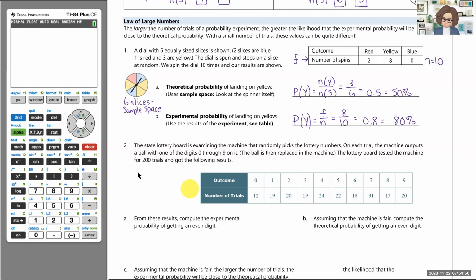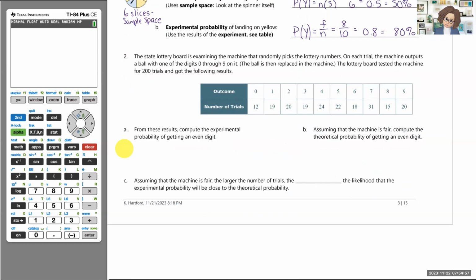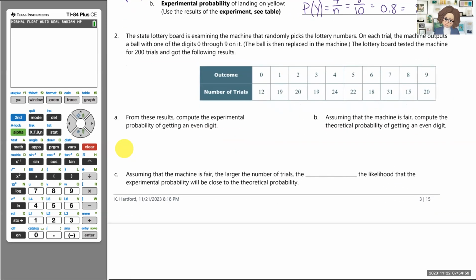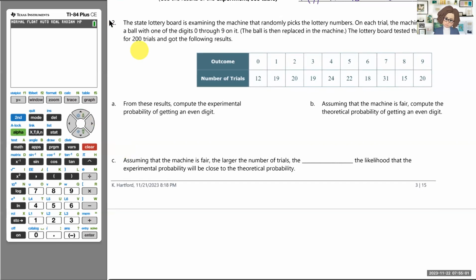All right, let's see this in action with another example here, number 2. All right, a state lottery board is examining the machine that randomly picks the lottery numbers. On each trial, the machine outputs a ball with one of the digits 0 through 9 on it, and they then put that ball back into the machine. The lottery board tested the machine for 200 trials, and these were their results.